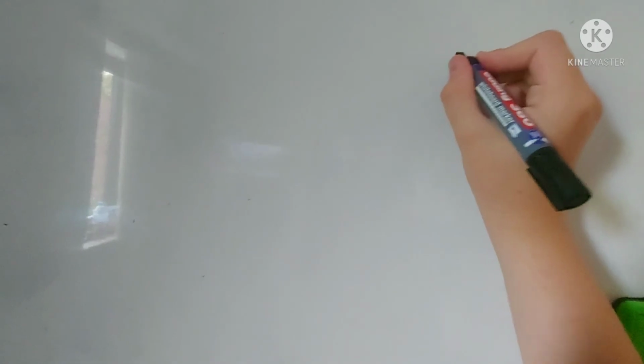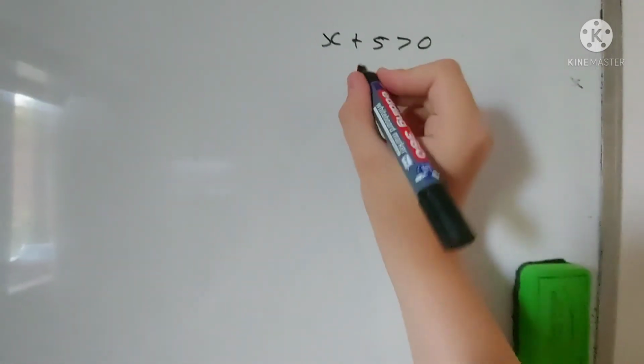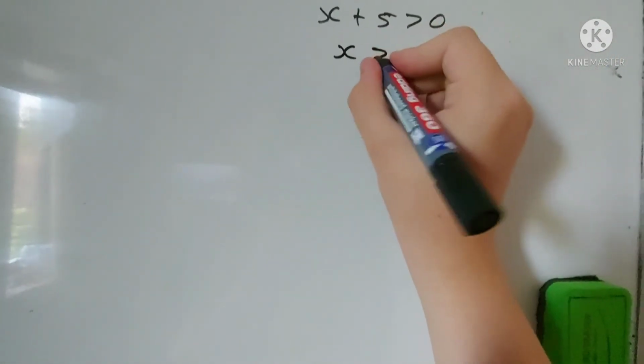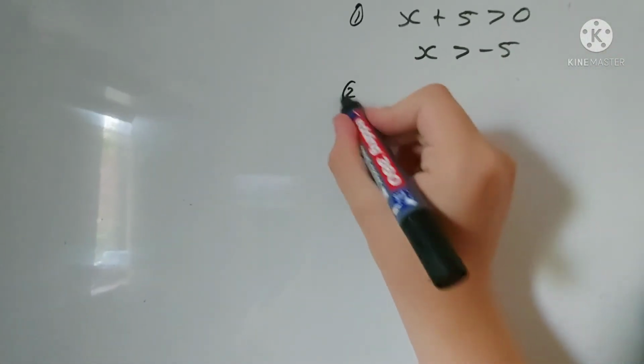Okay, so from GCSE, if I told you that x plus 5 is greater than 0, then you can tell me that x is greater than minus 5. So that's our first basic example.